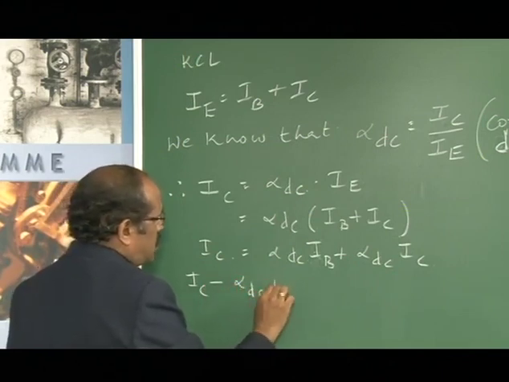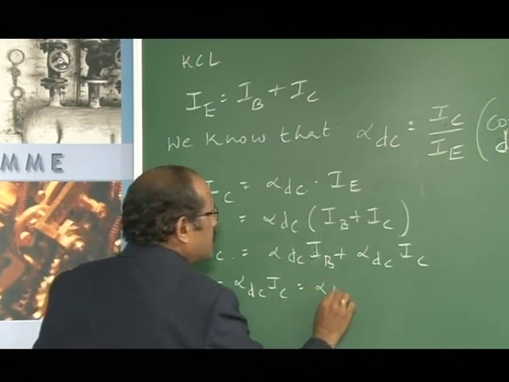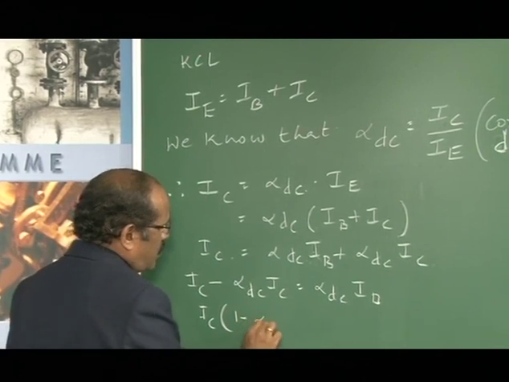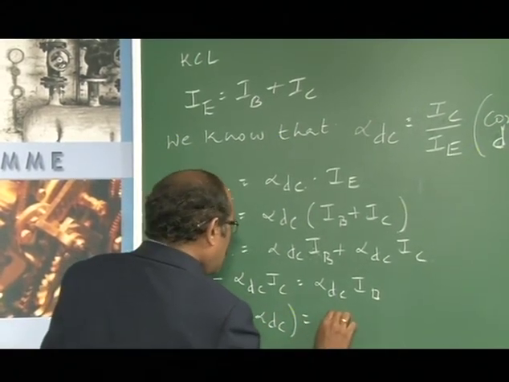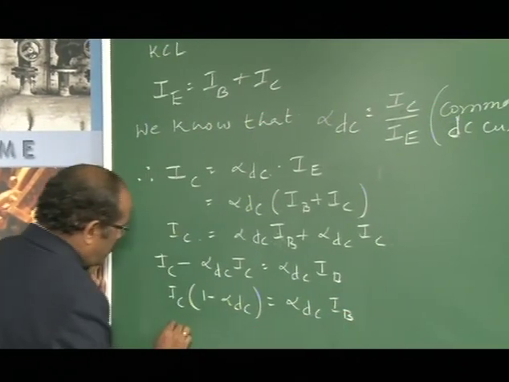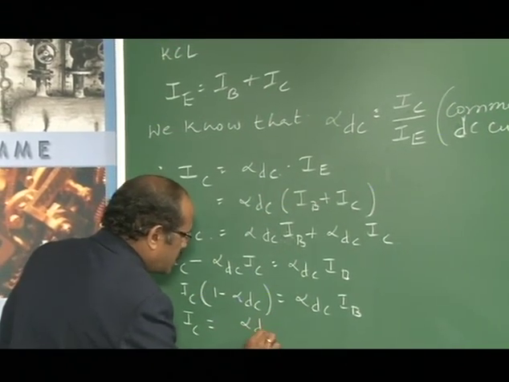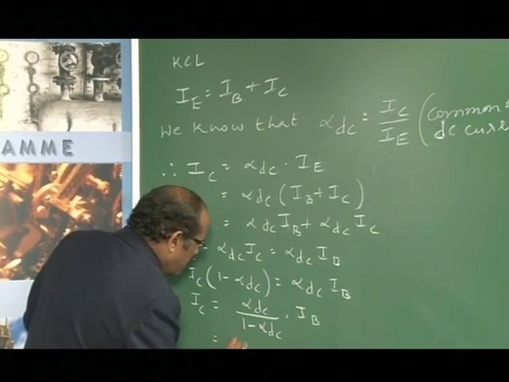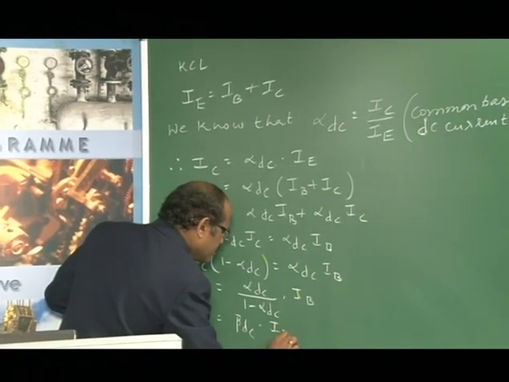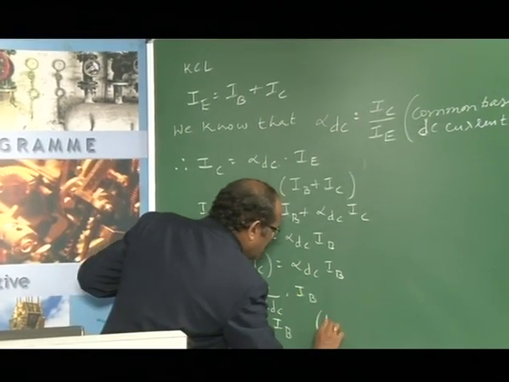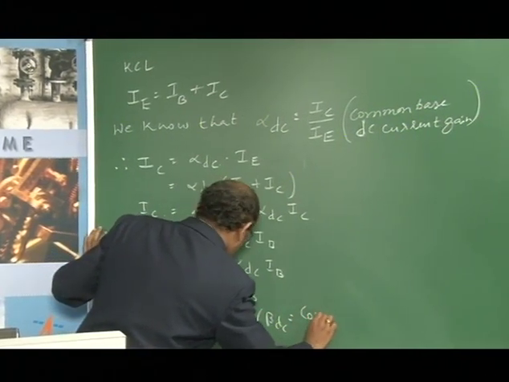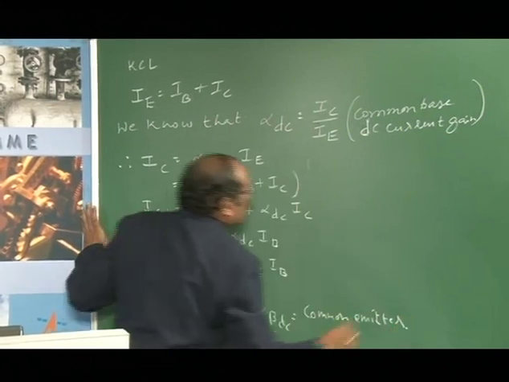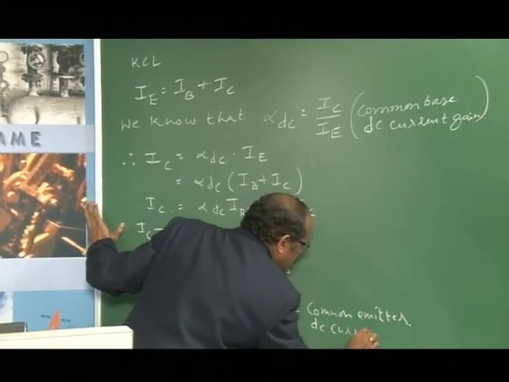So this will become IC minus alpha DC into IC is equal to alpha DC into IB there. Here I can take IC common. So IC into (1 minus alpha DC) equals alpha DC into IB there. Therefore I can say that IC will be equal to alpha DC divided by (1 minus alpha DC) into IB, or this I can rewrite as beta DC into IB. Where beta DC is, what is beta DC here? Beta DC is nothing but the common emitter DC current gain.